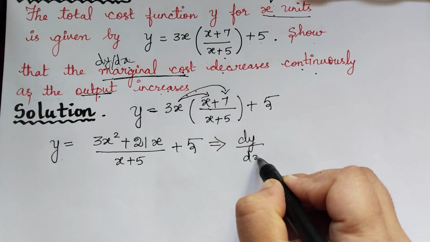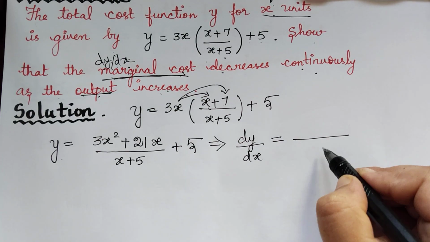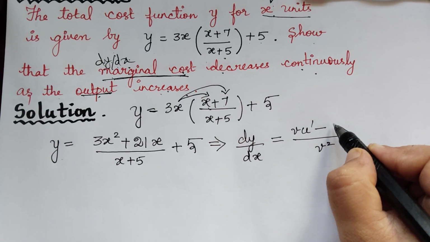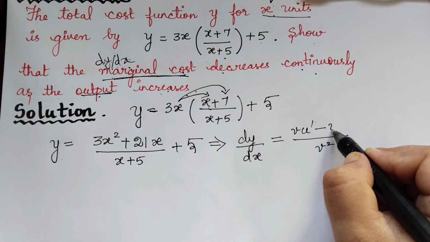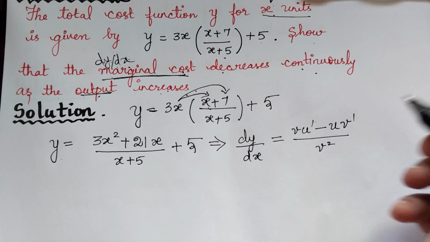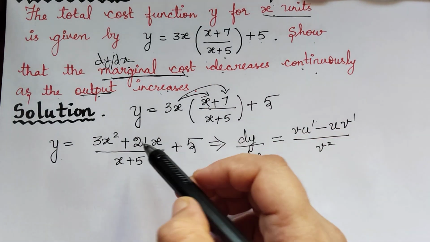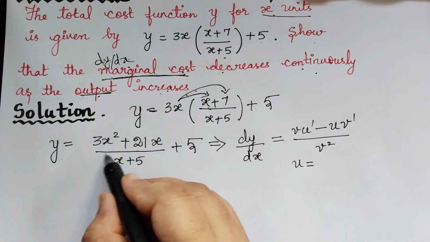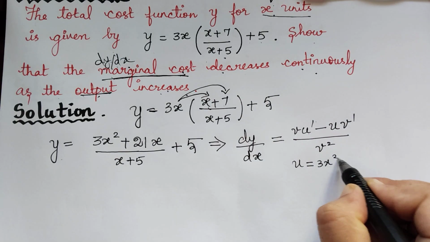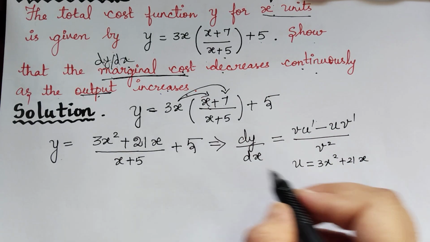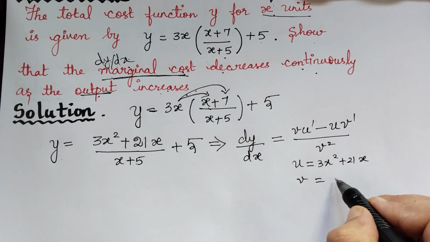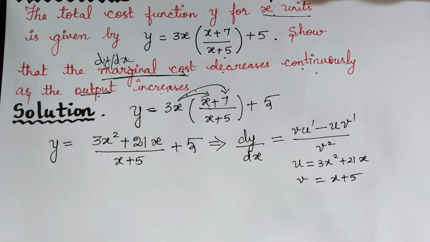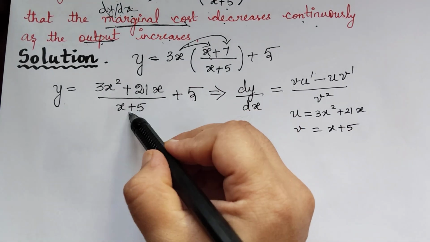So dy by dx we have to find, where we will be making use of the formula (v multiplied with u dash minus u multiplied with v dash) divided by v square. The reason for using this formula is we have u by v form over here, where u will be equal to the numerator, which is 3x square plus 21x, and v will be the denominator, which is x plus 5. This 5 when differentiated, since it is a constant, anyhow it is going to become 0 only. So this alone we are bothered about.